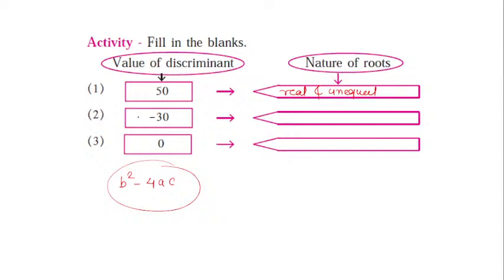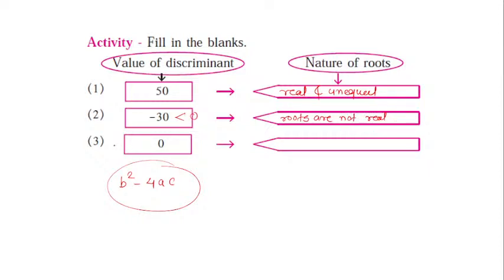For the second equation, the value of discriminant is given to be minus 30, which is less than 0, and we know that if the value of discriminant is negative, the roots are not real. So here the nature of roots is roots are not real. That is the only thing we have to write here.